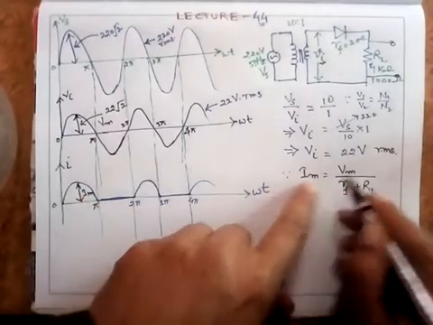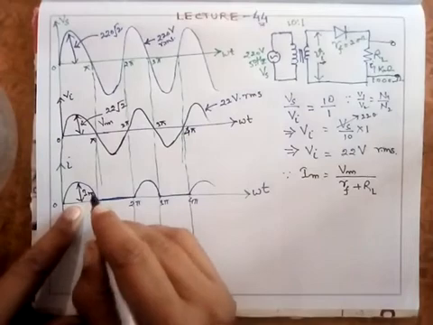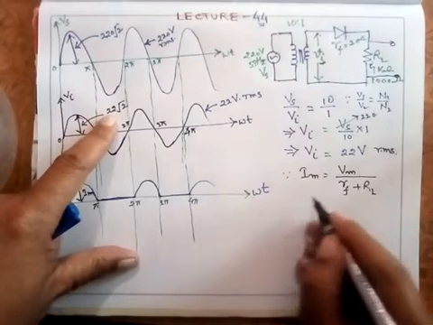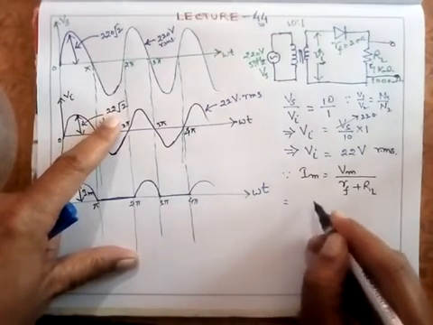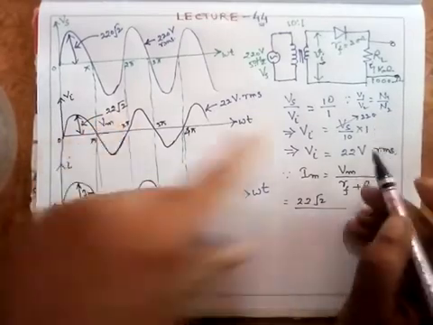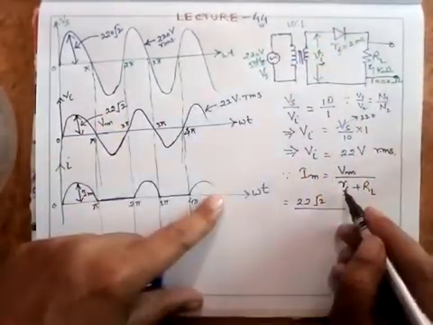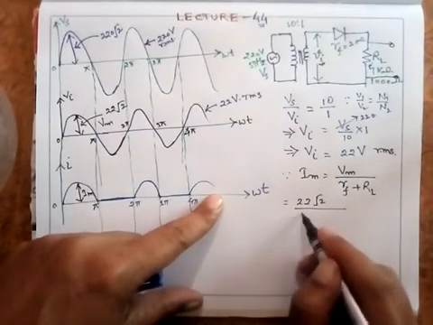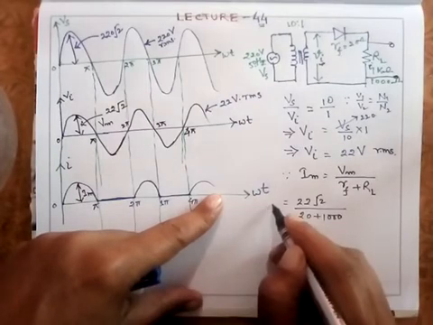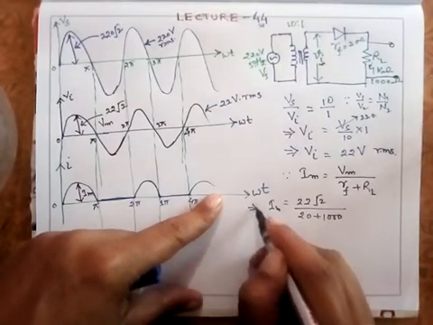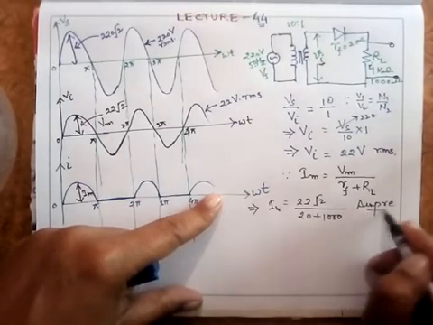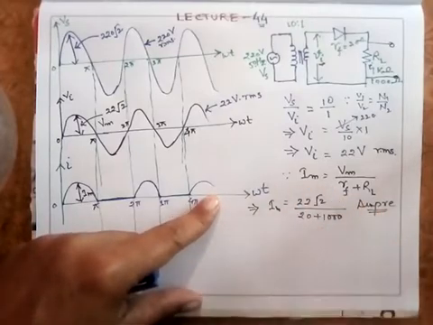And this Im is equal to Vm upon Rf plus RL. Just try to understand what I am finding. Im is Vm upon Rf plus RL, so you can substitute the values. It is equal to 22 into root 2 upon 1000 plus 20. Rf is 1000, RL is 20. This is the value of Im, which is this much ampere. I am not solving it fully. It's homework for you to complete it and conclude the final result.